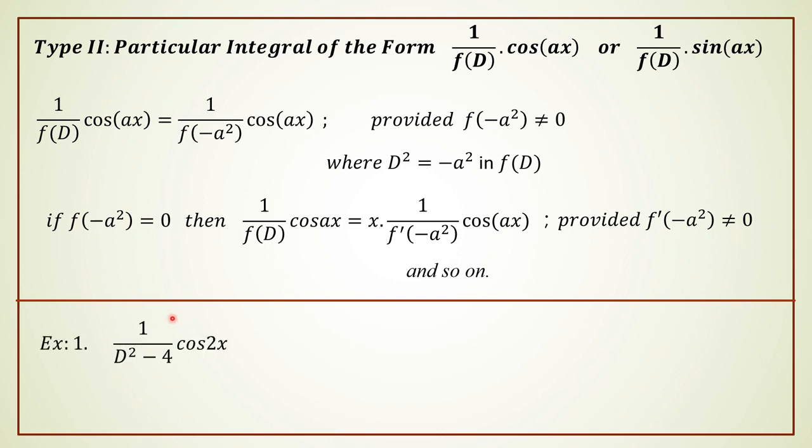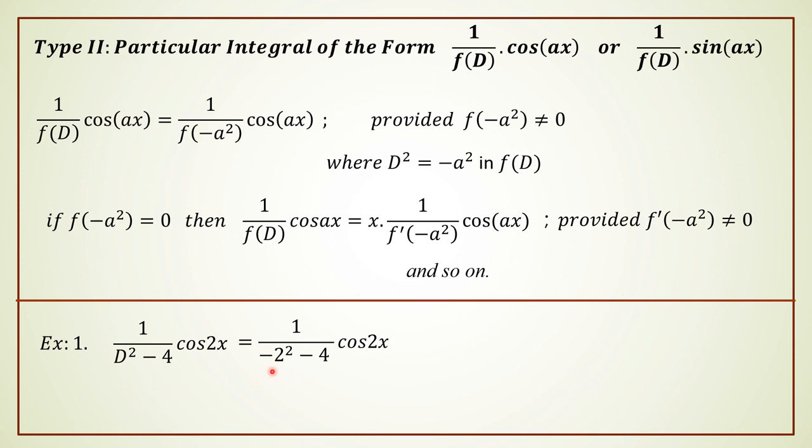First example, that is to find 1 by D square minus 4 acting on cos 2x. Just observe the operator over here. It just consists of the term D square. Okay, the rule says that you have to replace only D square by minus a square. So what is your a over here? A is 2. So I have to replace D square by minus a square, that is nothing but minus 2 square.